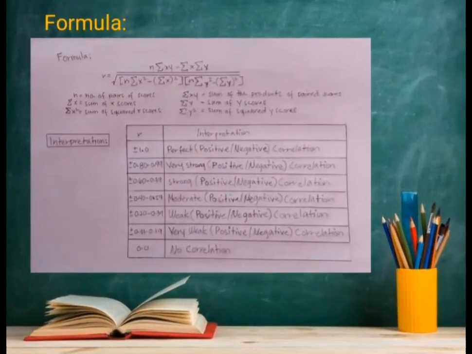This is the formula. Isa-isahin natin sila. n equals the number of pairs of scores. Summation xy equals the sum of the products of paired scores. Summation x equals the sum of x scores. Summation y equals the sum of y scores.